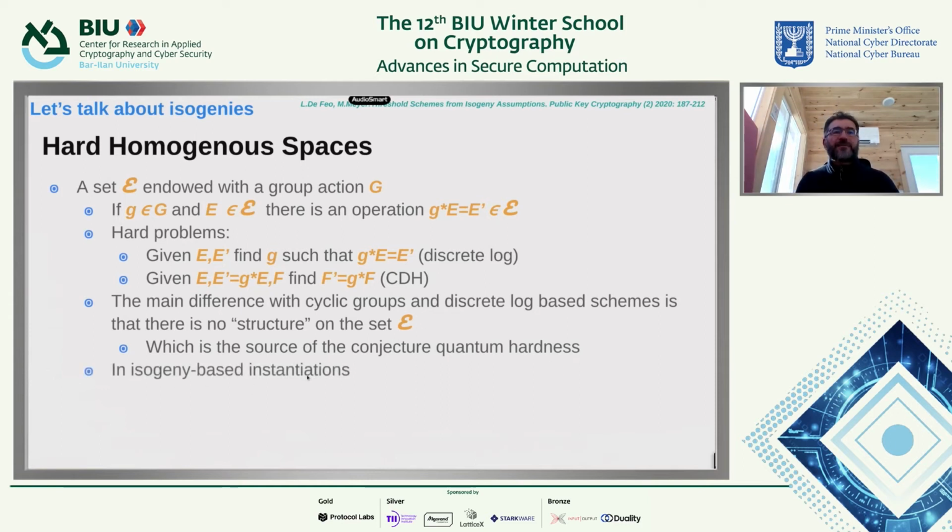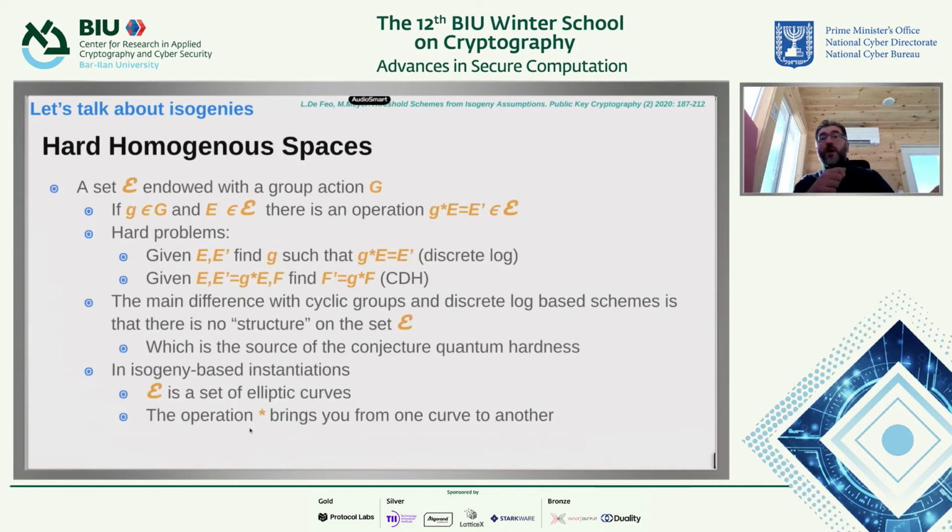And in the isogeny-based instantiation, as I was saying, E is the set of elliptic curves, and the operation brings you from one curve to another. There is no multiplication operation among the curves, right? Okay, so any questions so far? So this is the one slide about isogenies, and no questions.